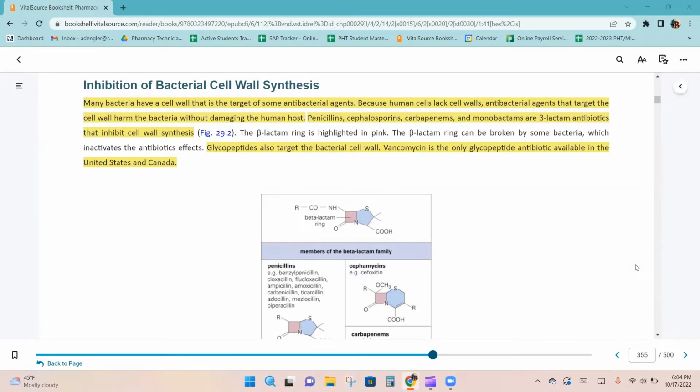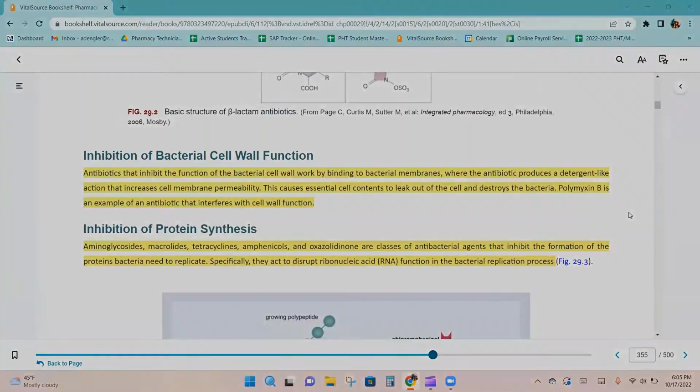Many bacteria have a cell wall that is the target of some antibacterial agents. Because human cells lack cell walls, antibacterial agents that target the cell wall harm the bacteria without damaging the human host. Penicillins, cephalosporins, carbapenems, and monobactams are beta-lactam antibiotics that inhibit cell wall synthesis. Glycopeptides also target the bacterial cell wall. Vancomycin is the only glycopeptide antibiotic available in the US.